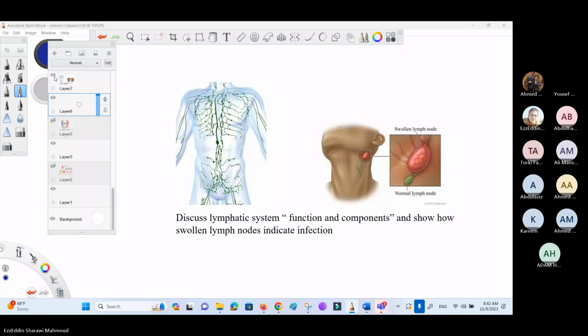This is another system. It's called the lymphatic system. Let's make a small summary about its importance. Lymphatic system is another circulatory system. Our circulatory system includes the blood system and the lymphatic system.